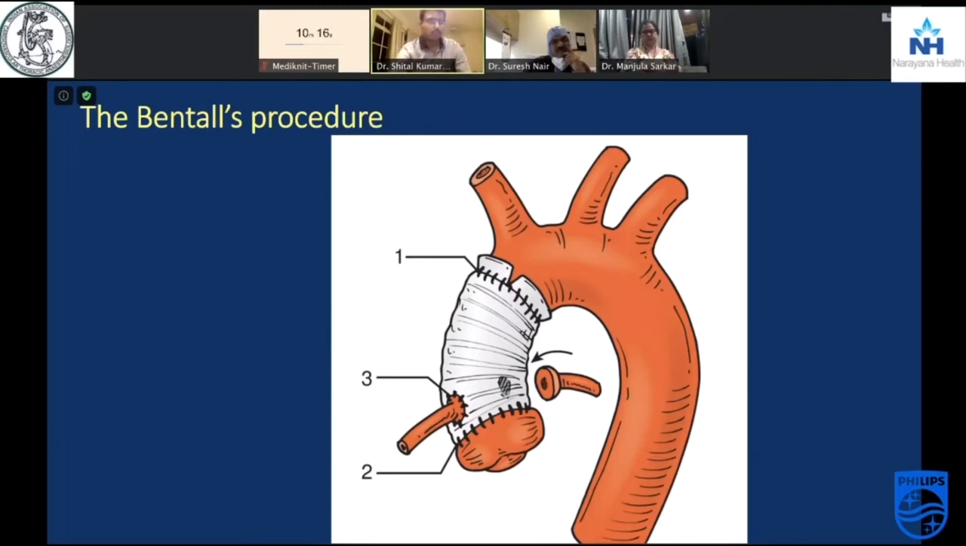And this picture shows the Bentall's procedure, currently a standard technique, which includes removal of the diseased segment of the ascending aorta, and you replace it with a Dacron graft. The proximal site is often supracoronary at the STJ, whereas the distal site is proximal to the brachiocephalic artery. There are curved arrows which show the coronary buttons, and I have put numbers 1, 2, and 3, which show these are the potential sites for pseudoaneurysm development in future.